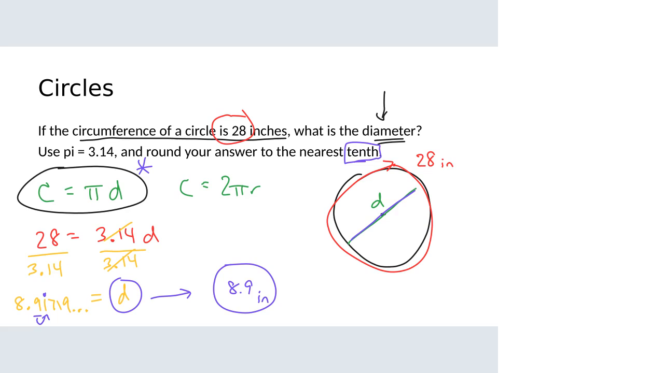Are there any questions about anything we've done so far? Because that's our coverage of circles. We're going to move on into composite figures next, but I want to make sure we're comfortable with everything related to circles before we go forward.